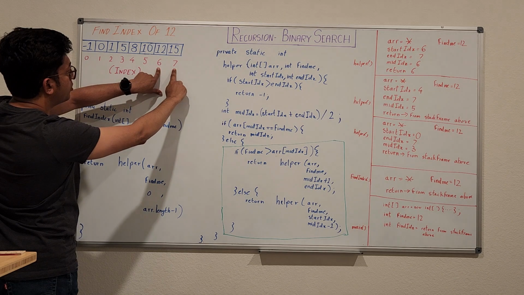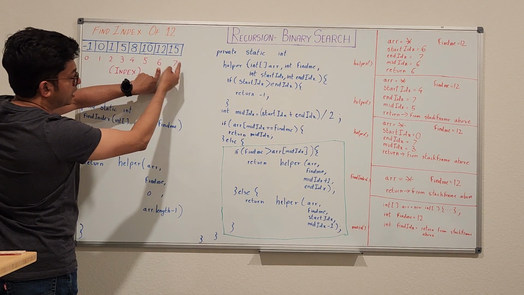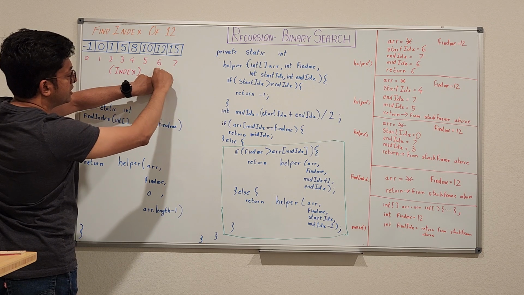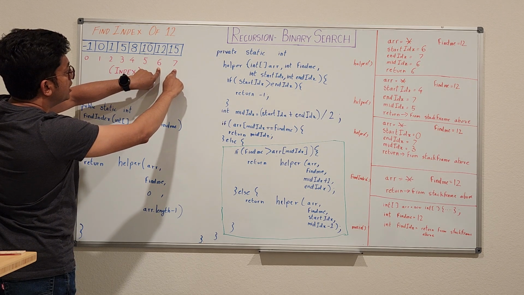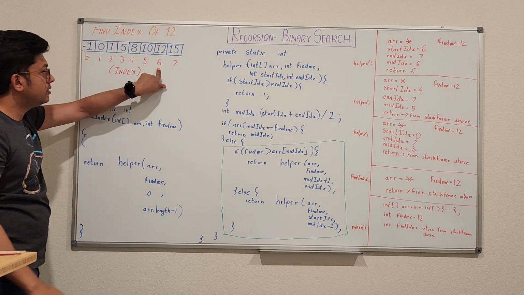With the beginning and end pointers, I again check: when I compute mid, it comes to this index, which is 6 plus 7 divided by 2. If you round it down, it will be 6. Again, is this the number I'm looking for? Yes. In that case, I'll return 6.